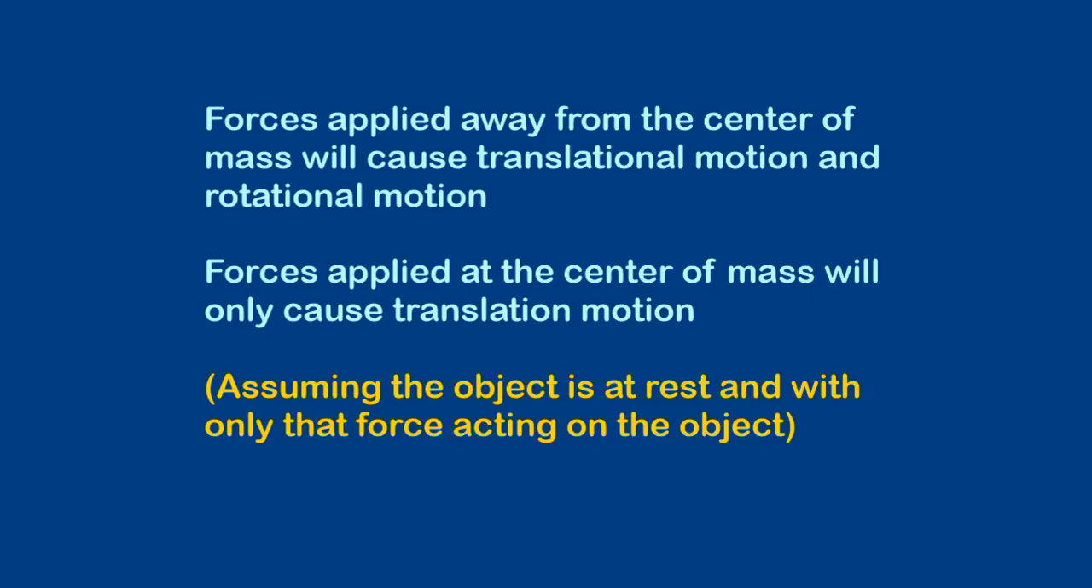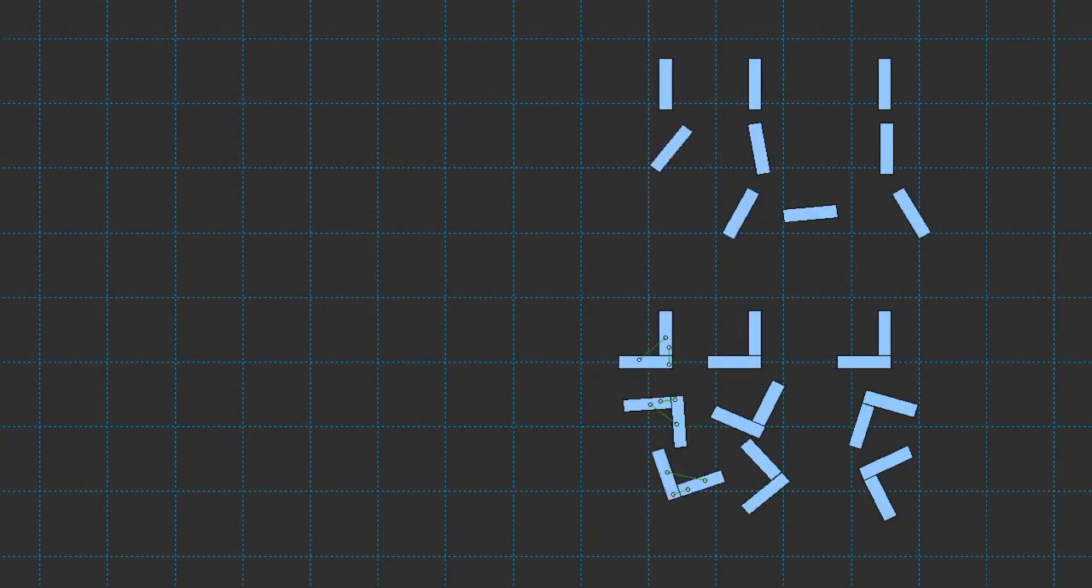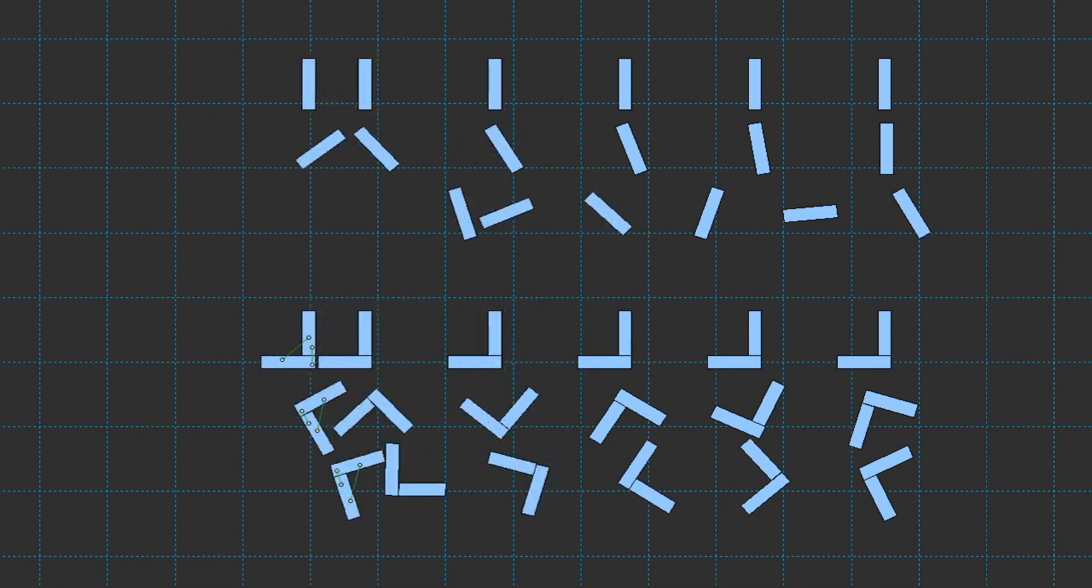The key concept is that if a force is applied to a rigid body at any location other than the center of mass, then translational and rotational motion will be generated. However, a force applied at the center of mass will only generate translational motion, no rotation. There's the first lesson on rotational motion: forces generate not only translational motion, but they can generate rotational motion depending upon where the force is applied.